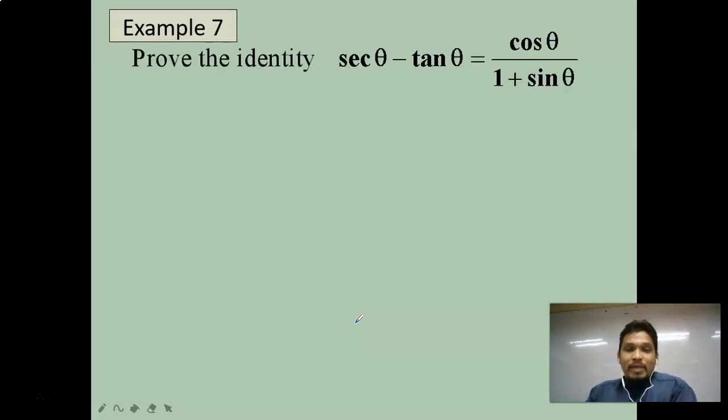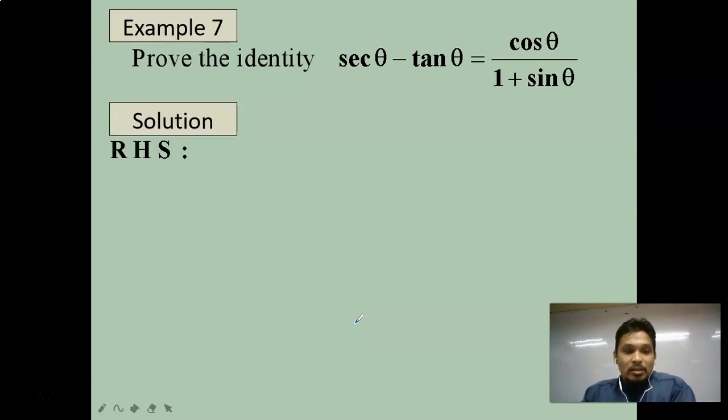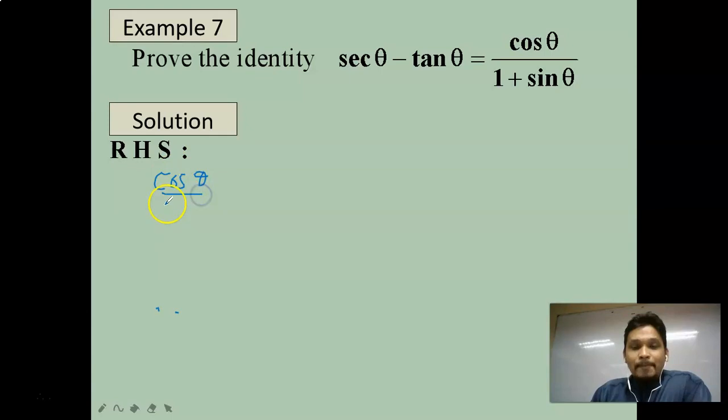Example 7, prove the identity of secant theta minus tangent theta. Okay, for this one here now. For this example, I'm going to begin the process from the right hand side. Just now from the previous 2 examples, we began from the left side. Right now I begin from the right hand side here: cos theta divided by 1 plus sine theta.